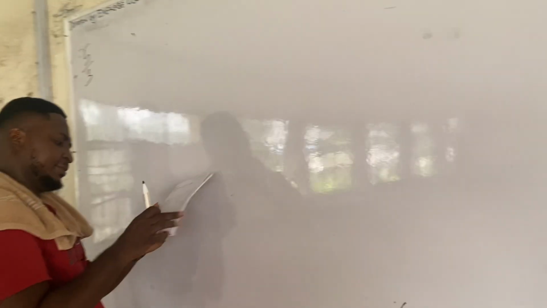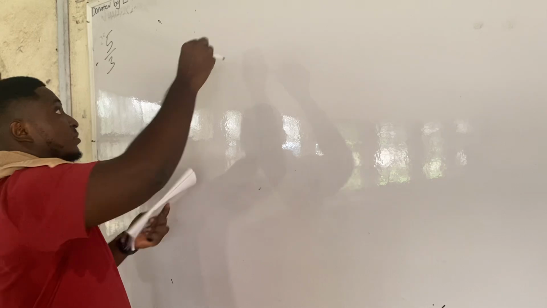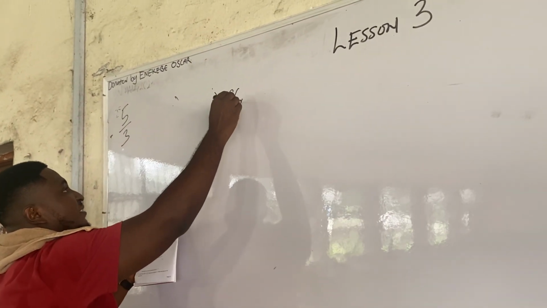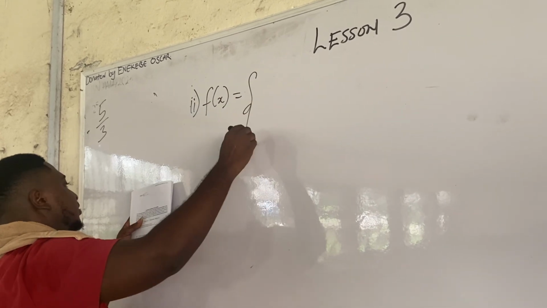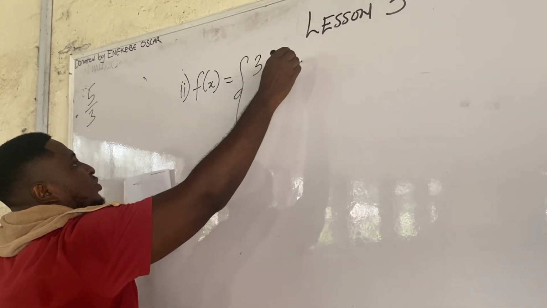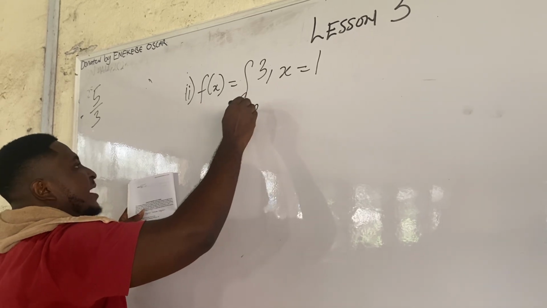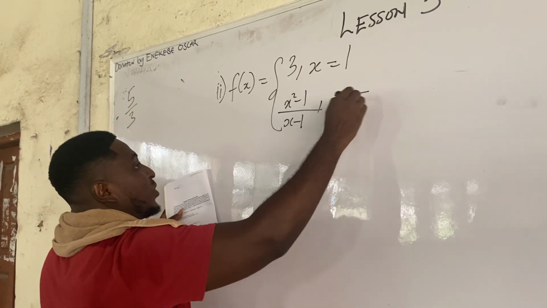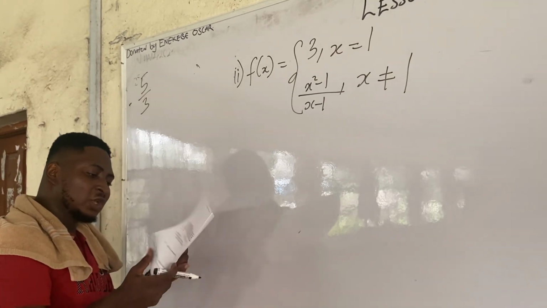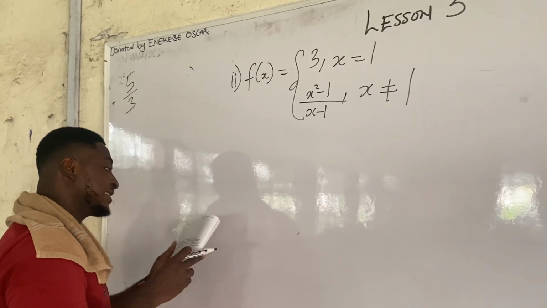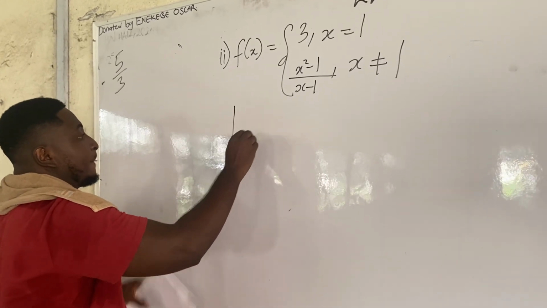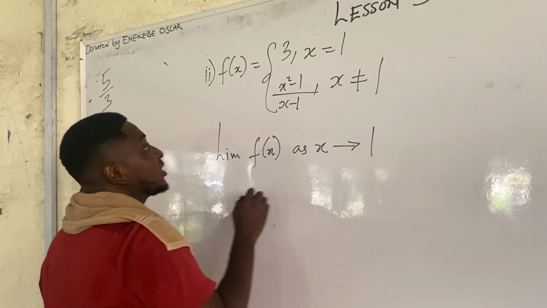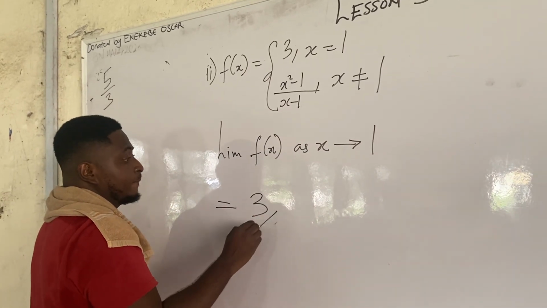Now, part ii. We are given f of x equals 3 when x equals 1, and x squared minus 1 all over x minus 1 when x is not equal to 1, and they also ask us again to evaluate the limit of f of x as x tends to 1. So the limit of f of x as x tends to 1 must be equal to 3.